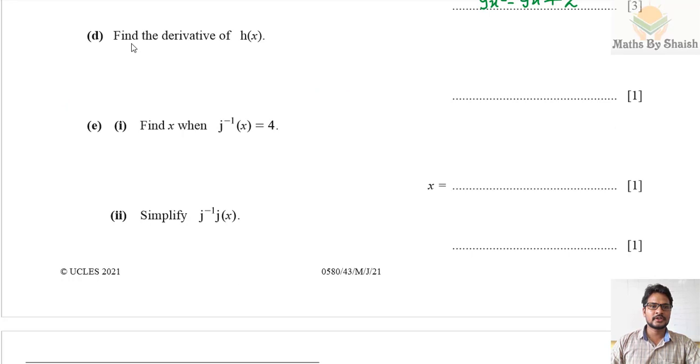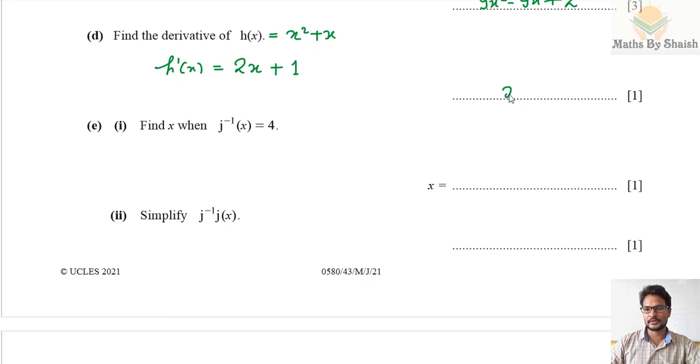Here is the next question, D part. Find the derivative of h(x). Since h(x) is x squared plus x, the derivative of h(x) is going to be: the power comes in the multiplication, and the x power is reduced by 1. 2 minus 1 is 1, so no need to write. And similarly here it is only x, so it is going to be 1. So this is going to be 2x plus 1.